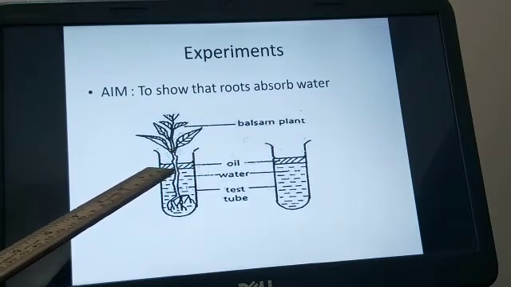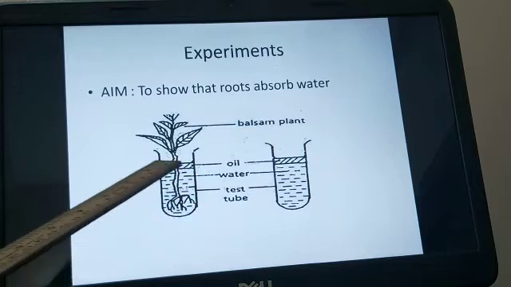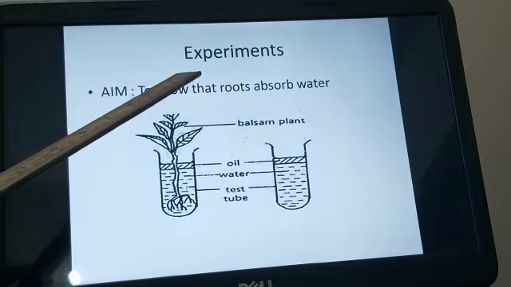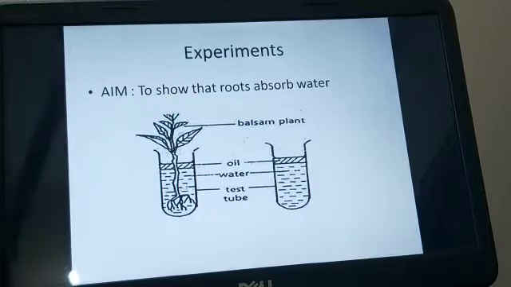So this experiment, in which you will see that the water in the tube is dropping, will prove that the roots absorb water. Now let us go to the next experiment.